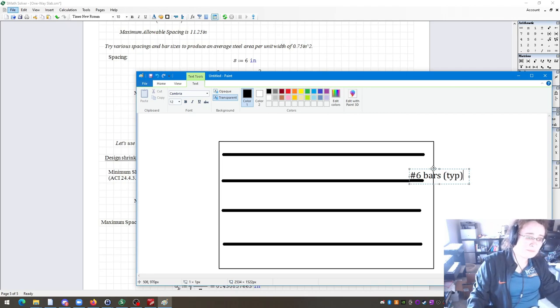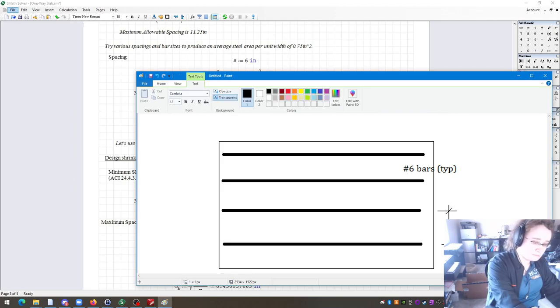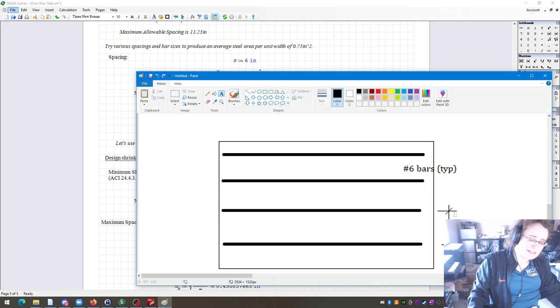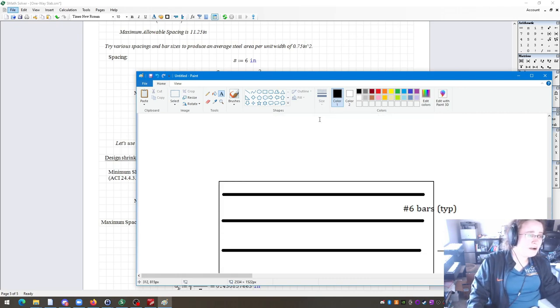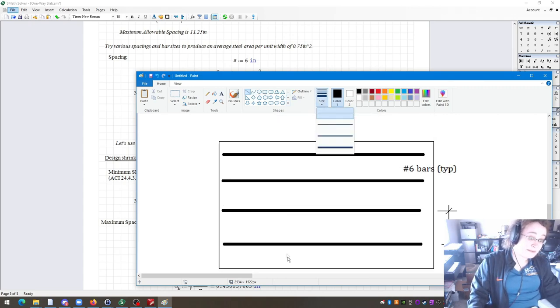For our main steel, the spacing here will be 6 inches. And we won't have to worry about any minimum spacing requirement for this, because with 6 inches you're not going to have any problems with concrete flowing around bars, that sort of thing. That is a relatively large spacing, at least for a beam it would be.